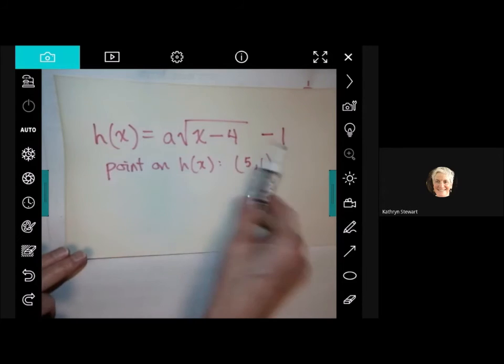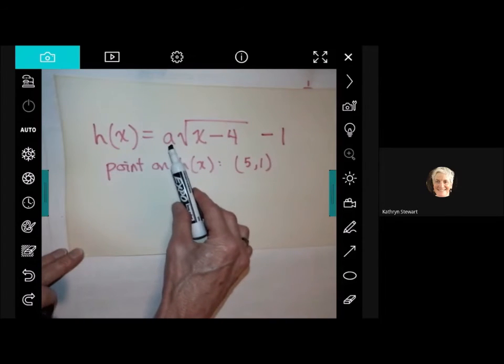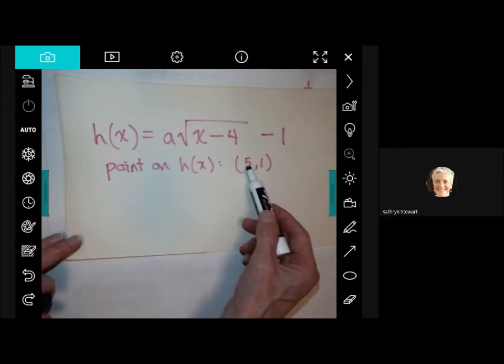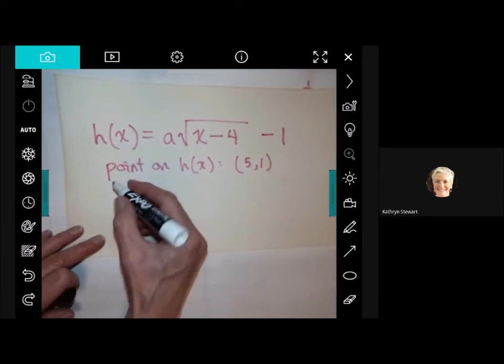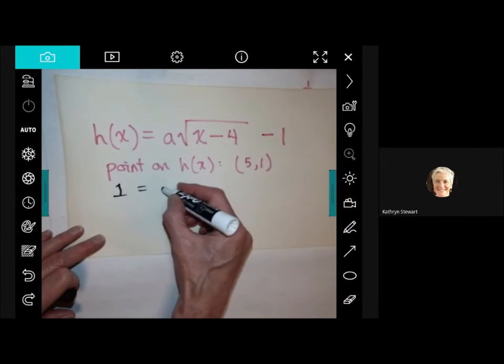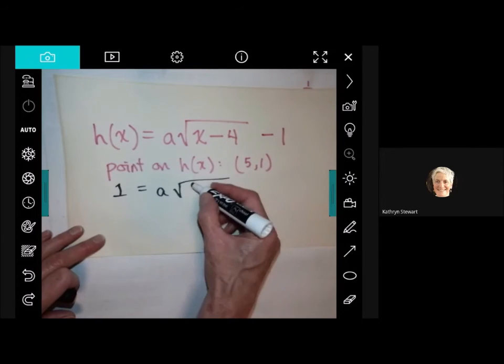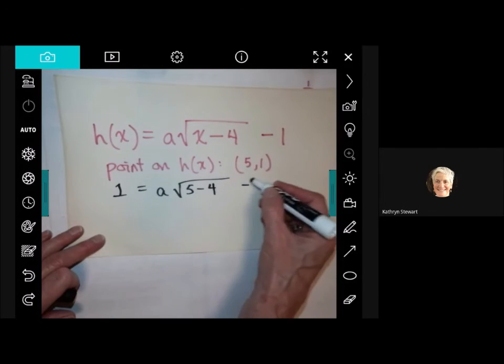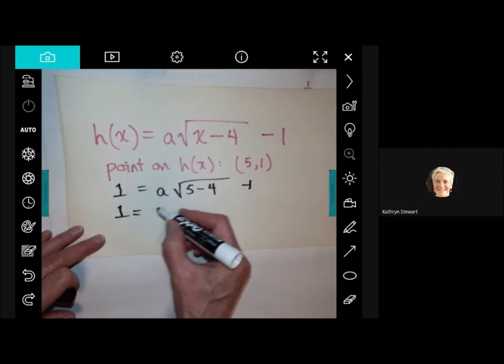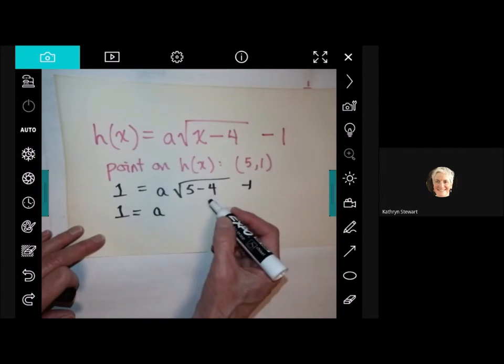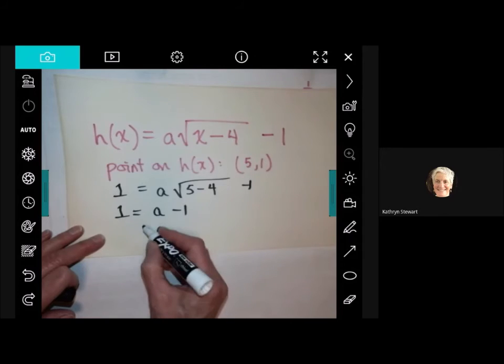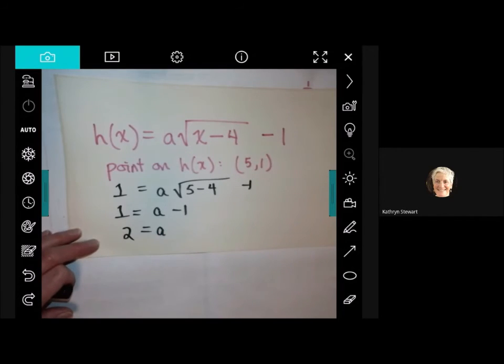So let's give this a whirl. Let's pretend we weren't able to figure out that A. So I'm going to substitute 5 in for x and 1 in for y. Remember, h of x is just a fancy way of writing y. So let's see, I have 1 equals a times the square root of 1, which is 1, minus 1, and so a is 2. I just discovered using another strategy that a was 2. How cool. Math is just the best, isn't it?